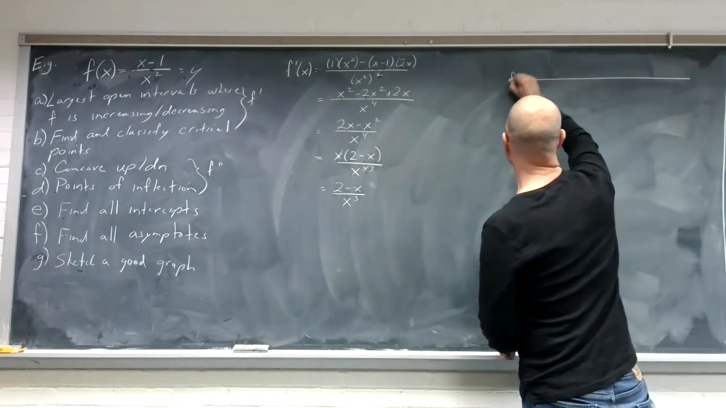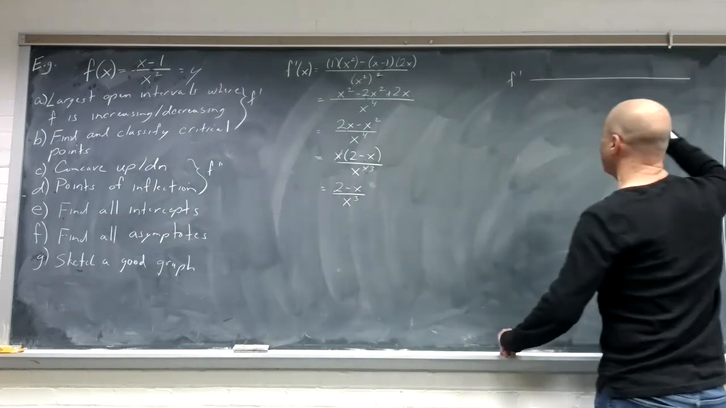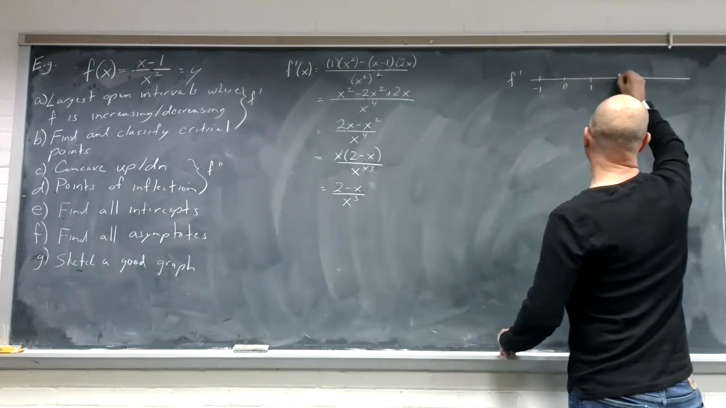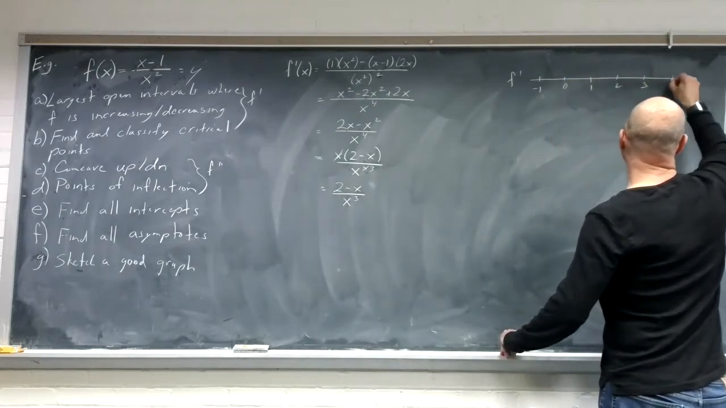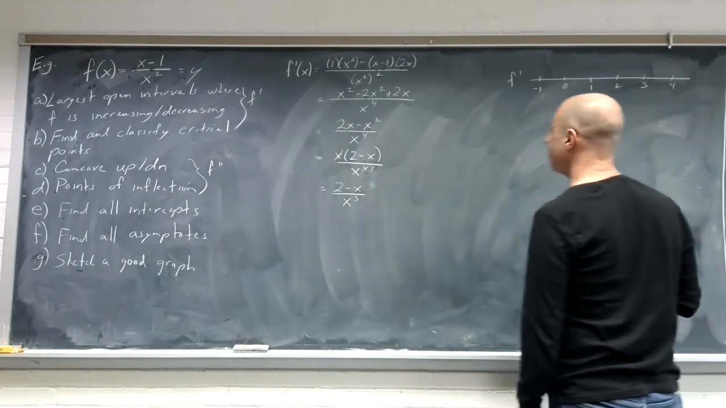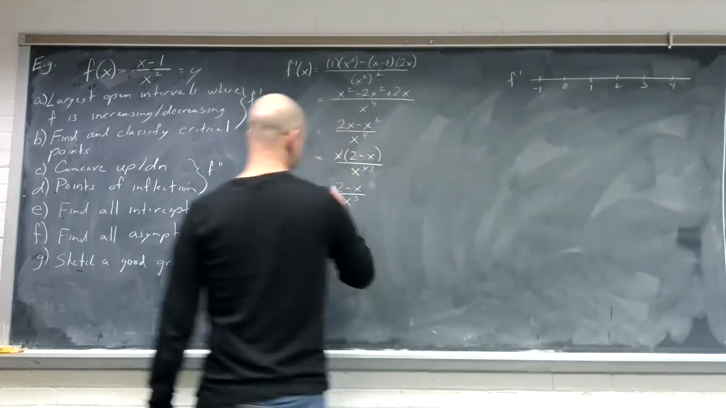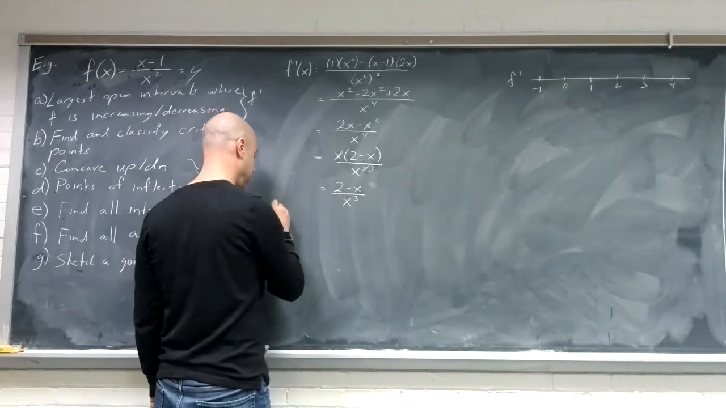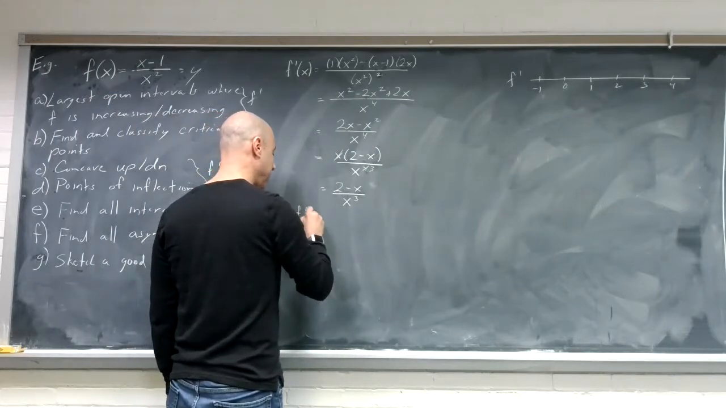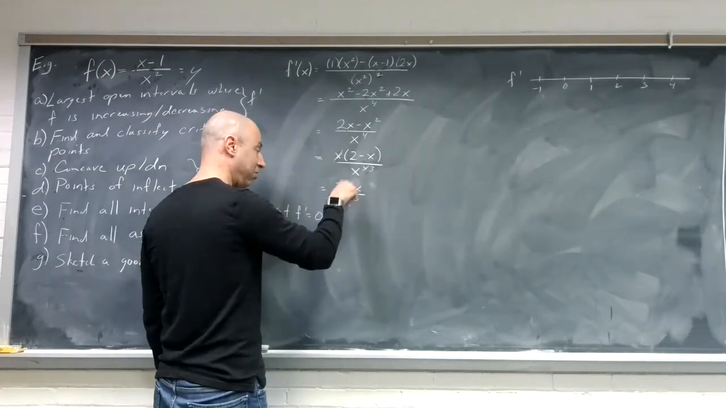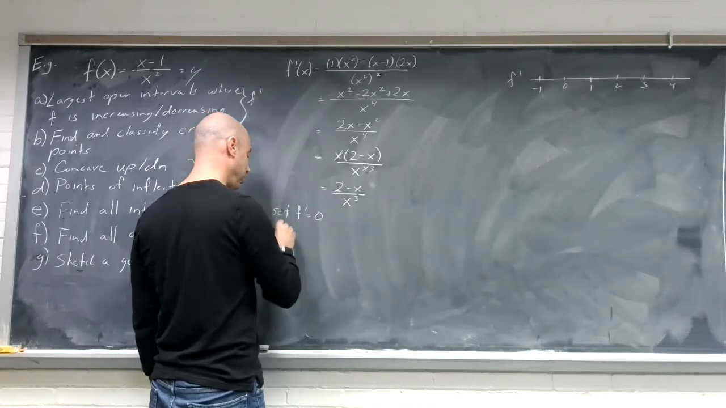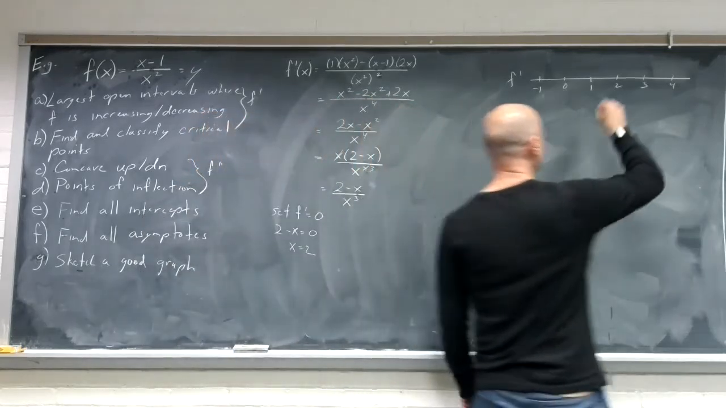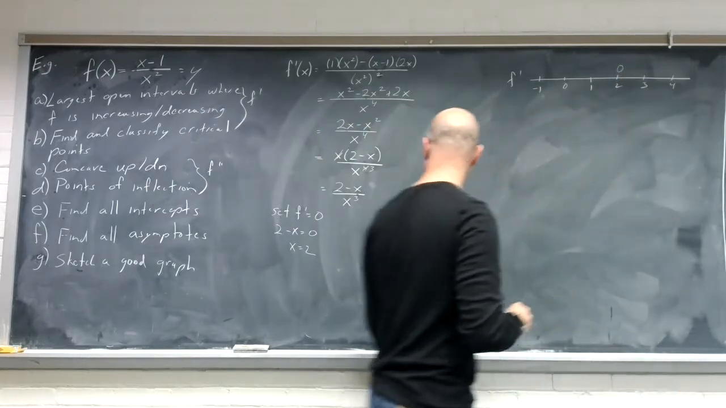So this will be our sign chart for f prime. I will clearly mark it as f prime. Minus 1, 0, 1, 2, 3, 4. And let's figure out where our first derivative is equal to 0, where it's undefined. So we can set f prime equal to 0. A fraction is equal to 0 where the top is equal to 0. So 2 minus x is equal to 0. X is equal to 2. So we have a 0 at x equals 2.